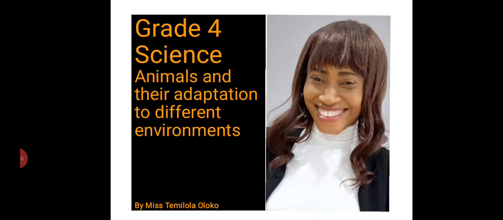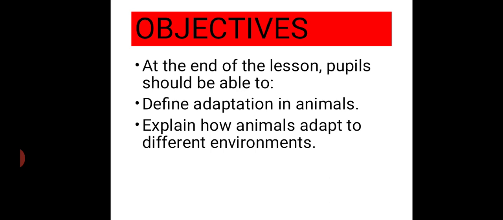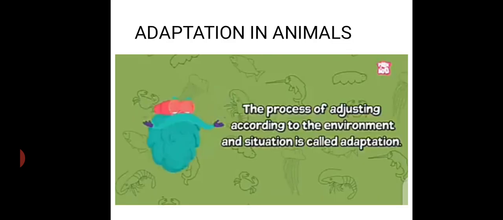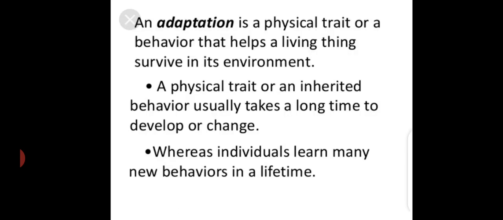Our topic for today is animals and their adaptation to different environments. At the end of this lesson, you should be able to define adaptation in animals and explain how animals adapt to different environments. What is adaptation in animals? When we say adaptation, it means the process of adjusting according to the environment and situation. So that is adaptation, the process of adjusting according to the environment and situation.